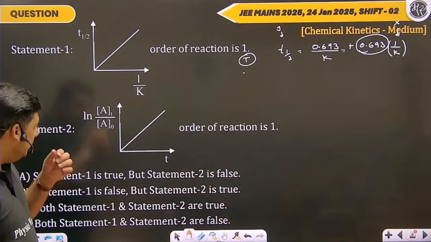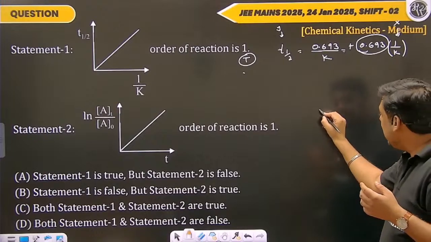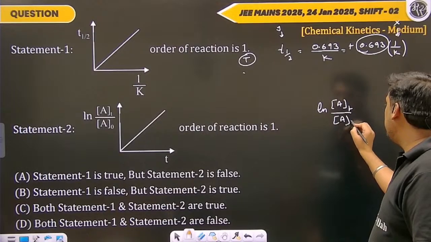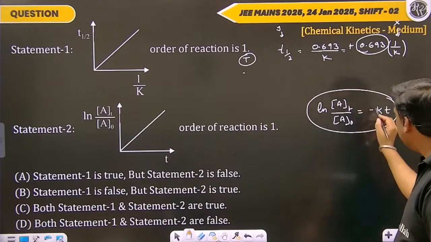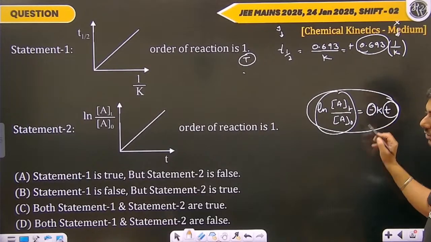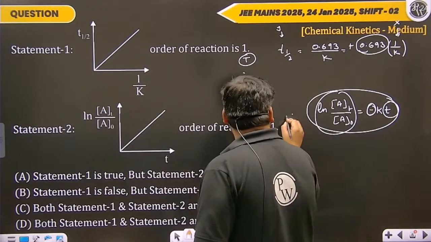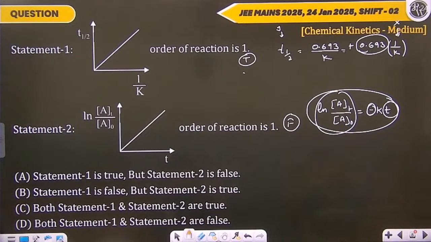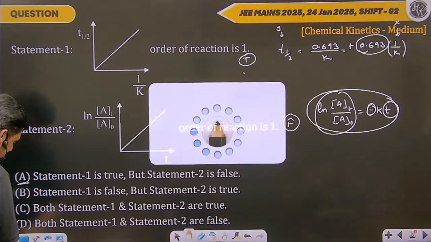What about statement 2? For statement 2, we know very well the integrated rate equation for the first order reaction is ln At by A naught is equal to minus Kt, right? So the line should have a negative slope, right? If you plot this thing on the y-axis and t on the x-axis, the slope should be negative, although here the slope is given as positive. So this one is a false statement. That means the first statement is true, but the second statement is entirely false. So the option which is going to be correct from here is option A, right?